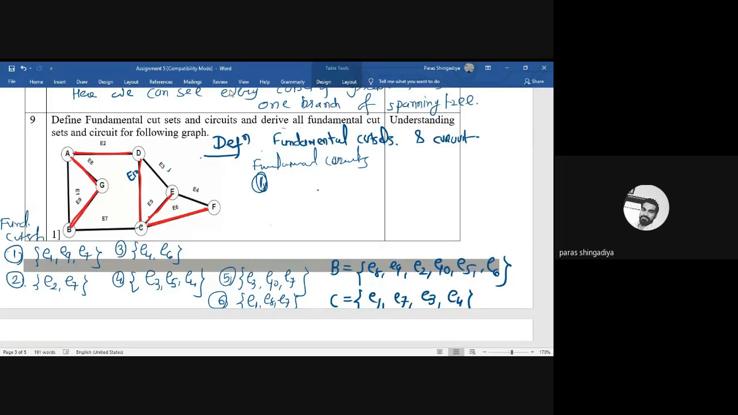Okay, we keep only one chord, and all the other edges should be branches. So here the circuit is A, E1, B, E9, G, and E8, A. Clear? You can also write this as E1, E9, E8. In these three edges, it involves only one chord and the rest of the edges are branches. Now the second example. Find another closed walk which involves only one chord and the rest of the edges are branches.